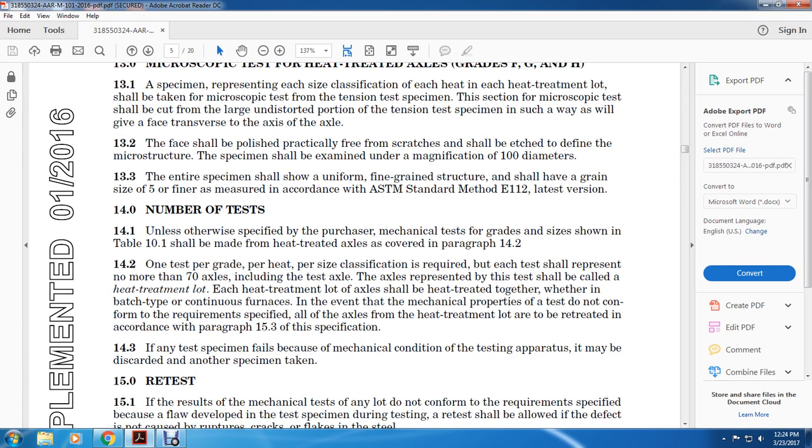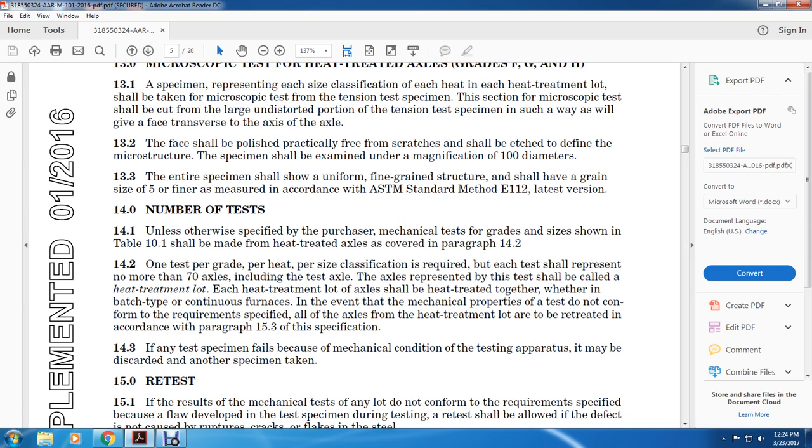14. Number of tests. Unless otherwise specified in the purchase order, mechanical tests for the grade and size shown in Table 10.1 shall be made with the heat treated axles covered in paragraph 14.2. One test per heat with the precise classification required, but each test must represent no more than 70 axles, including the test axle. The axles represented by the test shall be called a heat treatment lot.